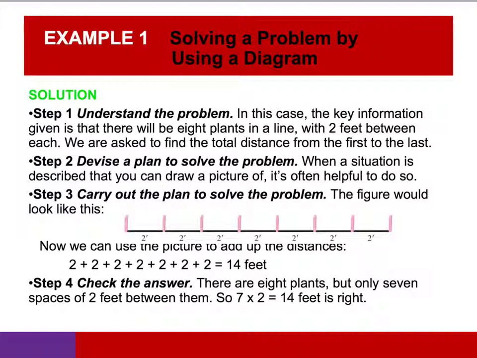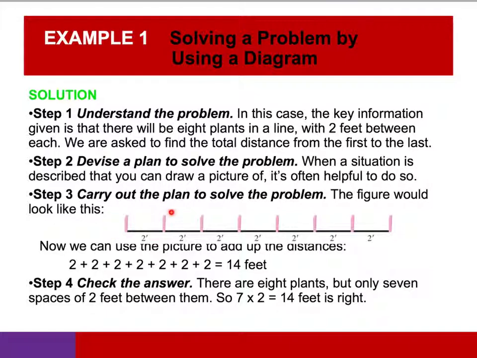We're asked to find the total distance between the first and last plant. So we know, okay, there's 2 feet in between them. We want to find the distance from the first to the last. So devise the plan. Okay, this one's pretty easy. All we're going to do is draw a picture. Alright, so to carry out the plan, here we go.